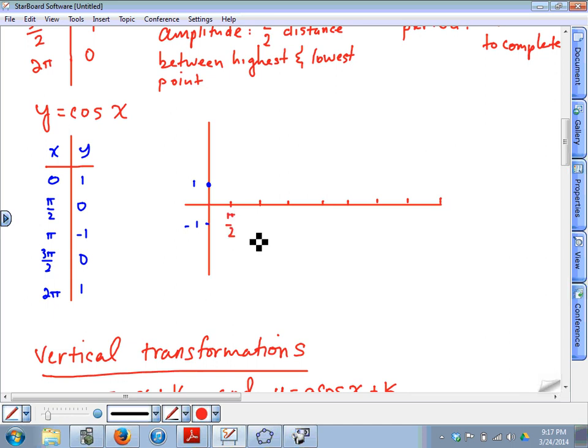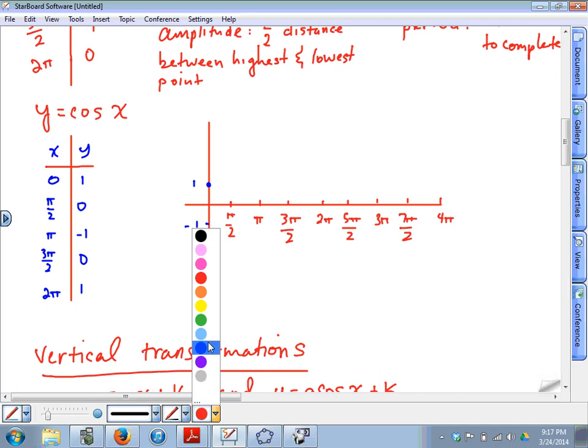For pi halves, then pi, then 3 pi halves, then 2 pi, then 5 pi. Now we're going around the circle one more time. 5 pi halves, 3 pi, 7 pi halves, and 4 pi. So we have 0, 1, pi halves, 0, pi, -1, 3 pi halves, 0, and then 2 pi. Notice we're where we started, back up at 1.